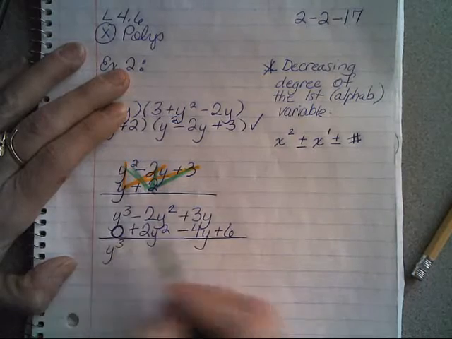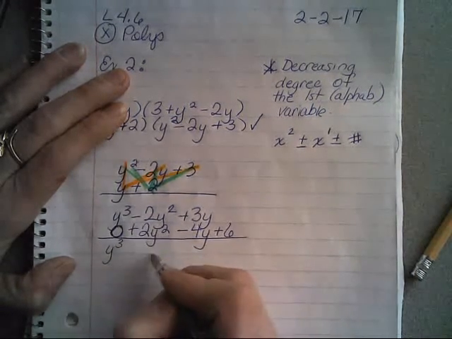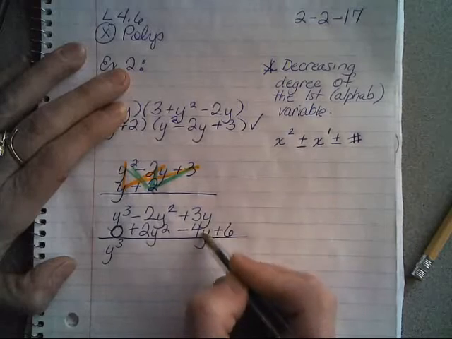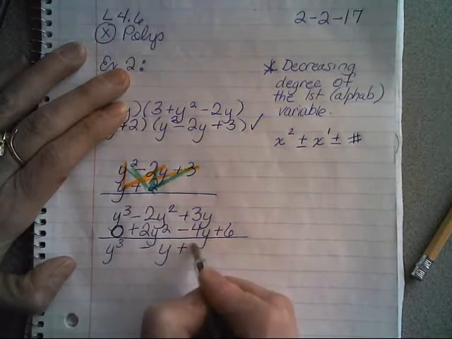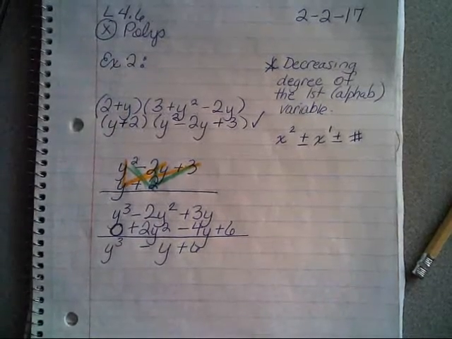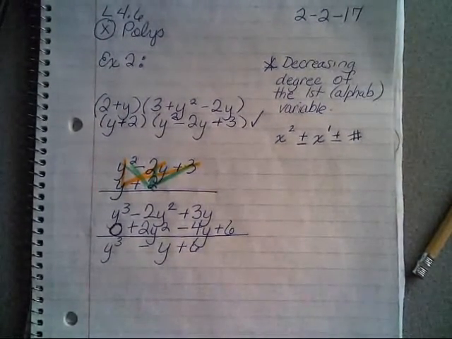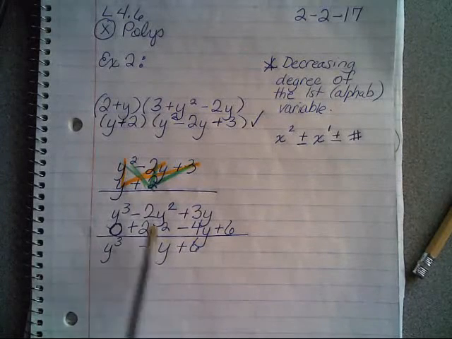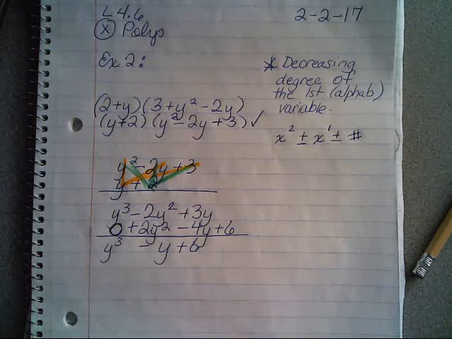Y cubed, what happens to the y squareds? Cancel. Yep, nothing. 3y and negative 4y? Plus 6. There's your answer. You can only combine like terms with like terms, and if you do your arranging correctly, you'll never have a problem there.